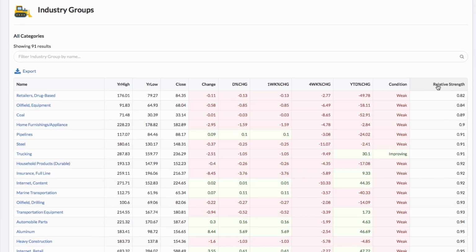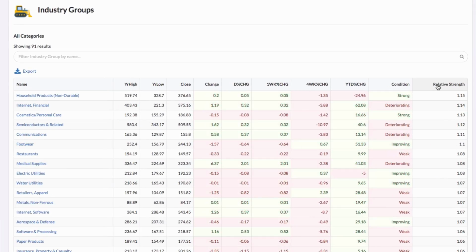Today we'll go back over here and click on relative strength. You can see that over the last few weeks, some of the more defensive industries have been leading the way. Household products, non-durable is one of the strongest groups right now. You also have cosmetics and personal care, which is one of the consumer staples.